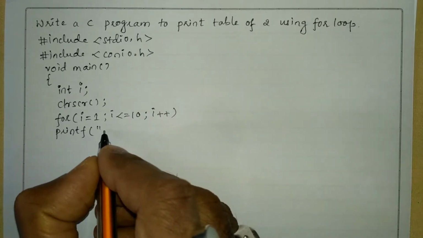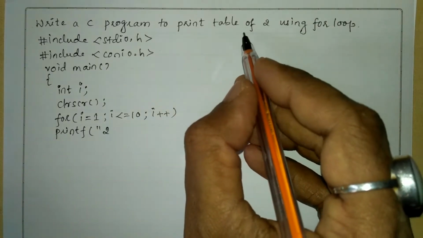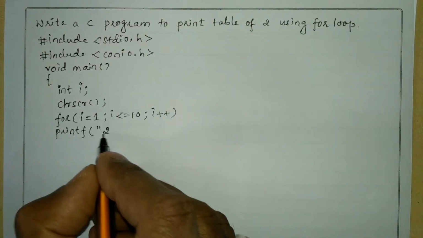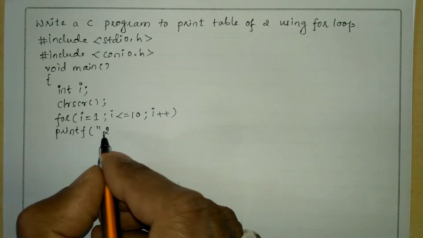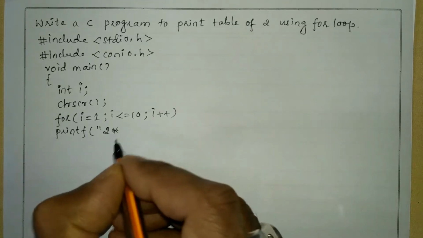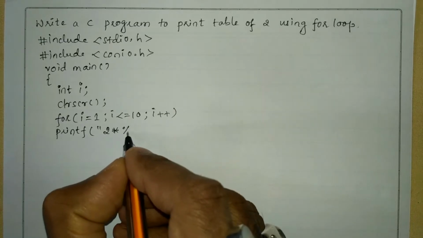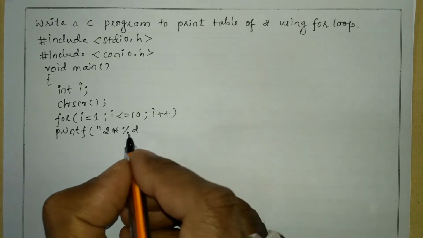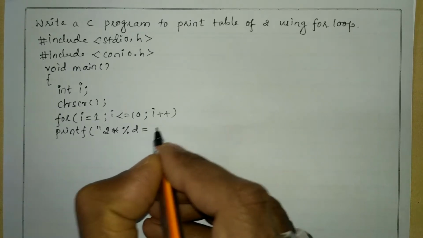So in a double quotation mark I'm going to write 2. Why? Because we want to print table of 2. That's the reason I'm going to write 2 in a double quotation mark. Whatever you write in double quotation marks will be printed as it is. Next I'm going to print asterisk symbol, it will be printed as it is. Now I'm going to write format specifier %d that represents integer type of data, and I'll write equal to, it will be printed as it is.